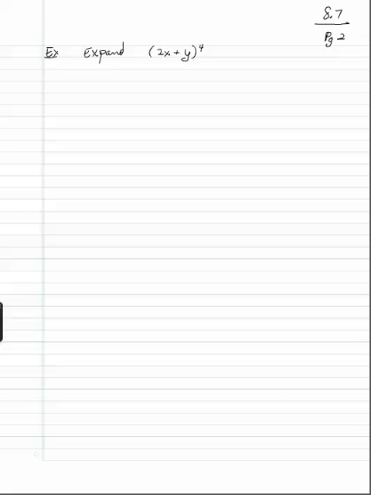Let's try another one. Let's expand (2x + y)^4. So the 2x is my a. And again, I'm going to go 4 plus 1, which is the fifth row.